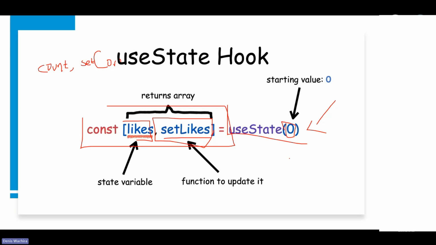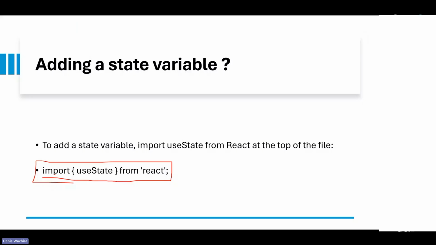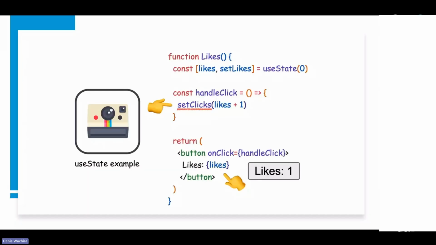If you want to initialize it with an empty string, you initialize it with just quotation marks. If you want to initialize it with an object, you initialize it with an empty object. If you want to initialize it with an array, you initialize it with square brackets. That is how you use this. So you import the useState from there, and how do you operate?